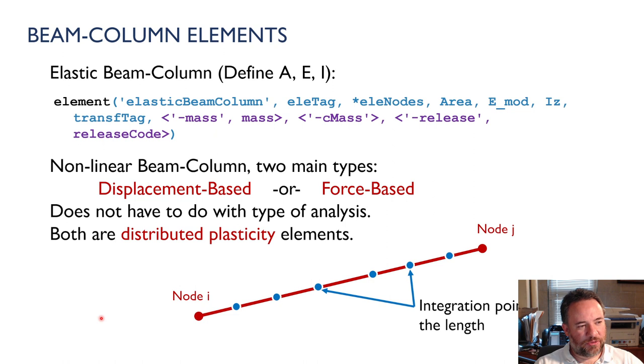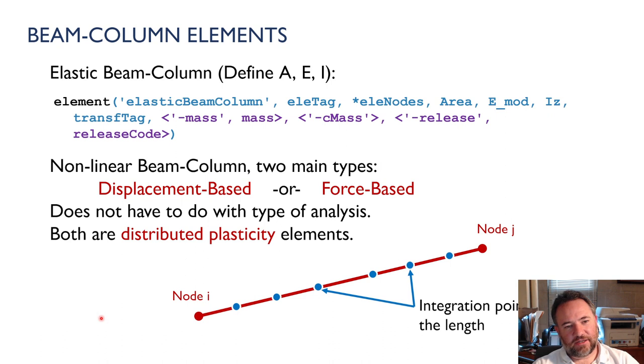Okay, so now for the more complex. So those are kind of the simple cases because I'm just defining force deformation or stress strain for individual degrees of freedom. For a beam column element, obviously, things are more complex because I need to consider stress and strain profiles along the depth of the beam. And if I'm doing distributed plasticity, then I have to consider those stress and strain profiles at multiple points along the length of the beam. So how do we define that?